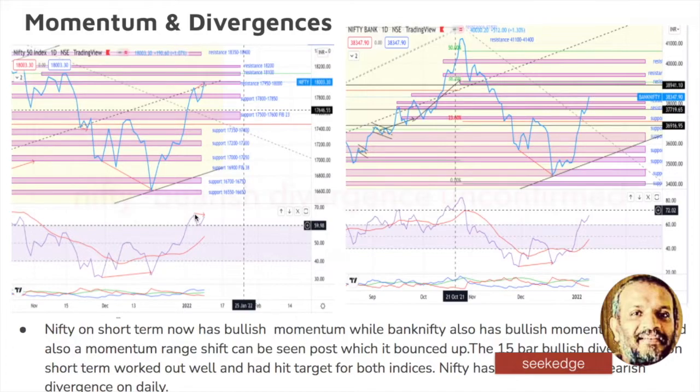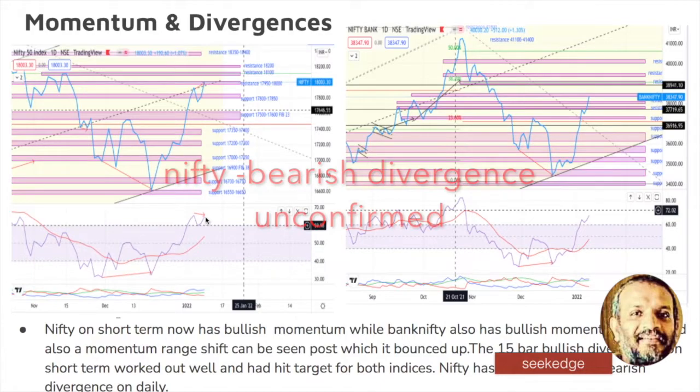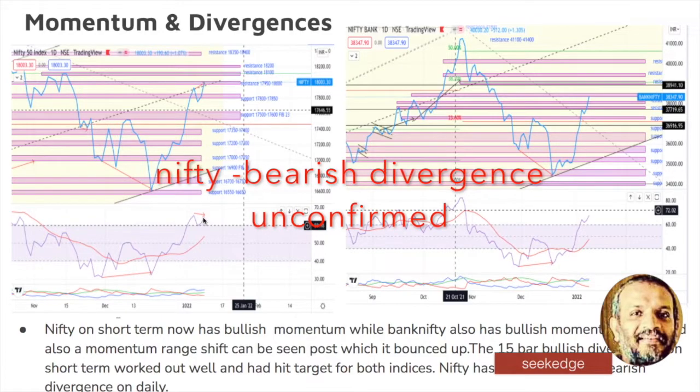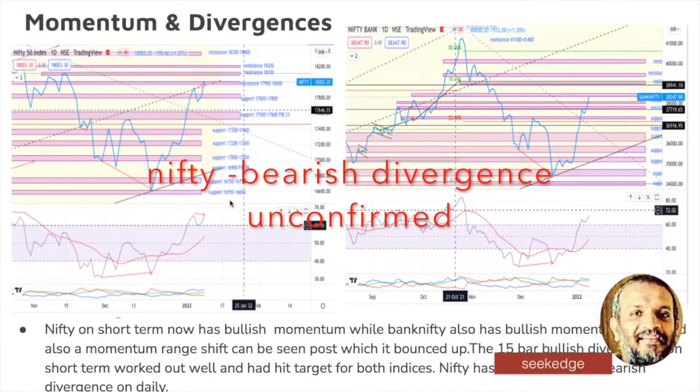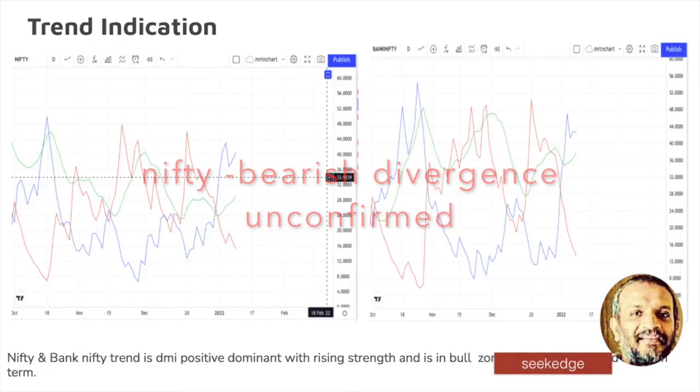On the Nifty, there is a bearish divergence that is not confirmed. It will be confirmed in case it is falling back, if momentum is falling back towards the 40 again. Then you can say that, right? But you never know whether it will work or not. But something to keep in mind is that there is a potential unconfirmed bearish divergence on the Nifty short term. Both are daily time frames that we're talking about.